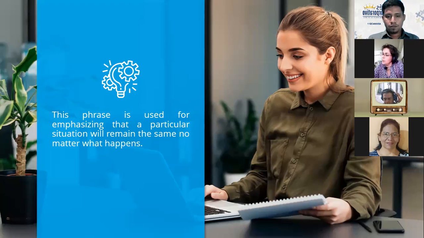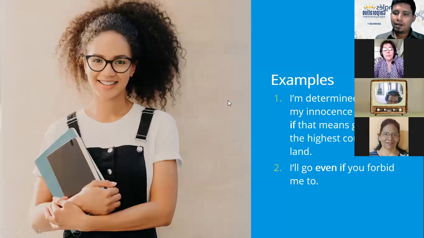That means if something is going to happen, I will do whatever I have in my hands in order to complete what I propose to do. Here I have one of the examples, and it says, I'm determined to prove my innocence, even if that means going to the highest court in the land. Okay, that's the sentence that I have for this.